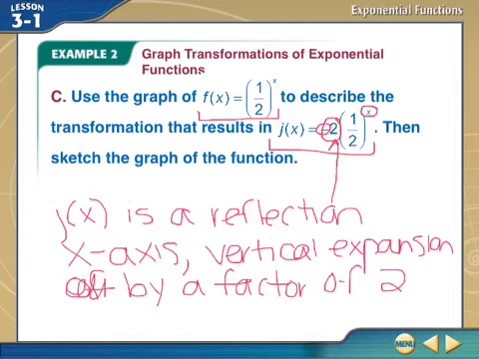Now, what we want to do is sketch the graph of both of these functions to confirm that j of x is a reflection over the x-axis and a vertical expansion by a factor of 2 compared to the original function f of x.